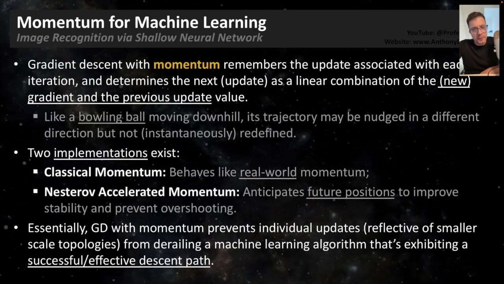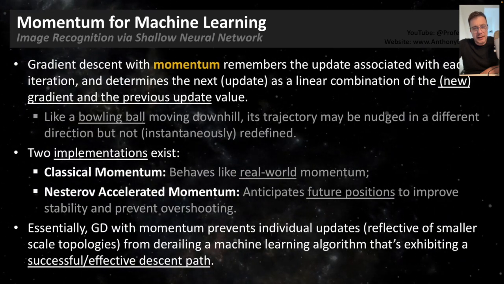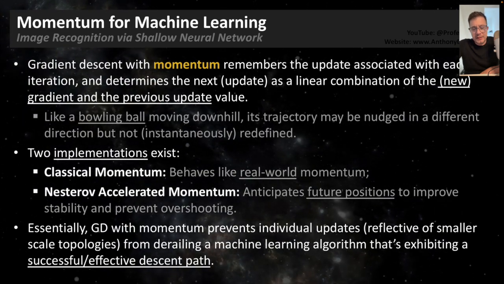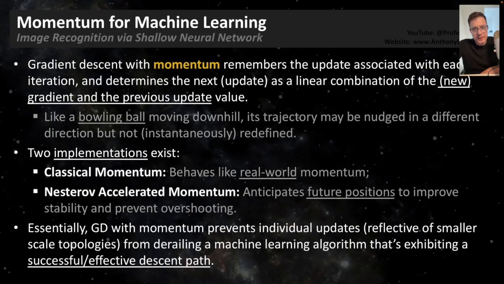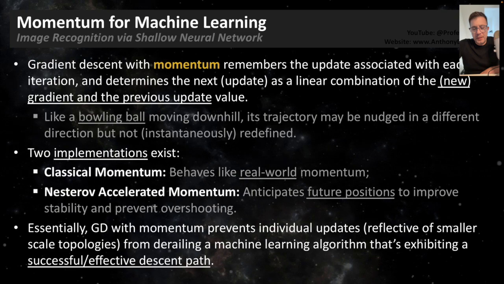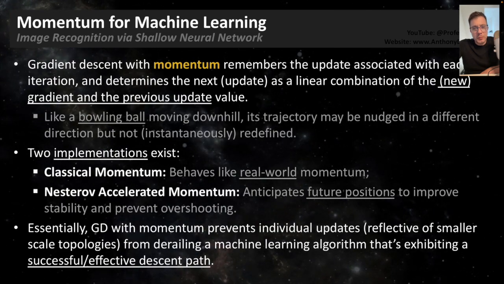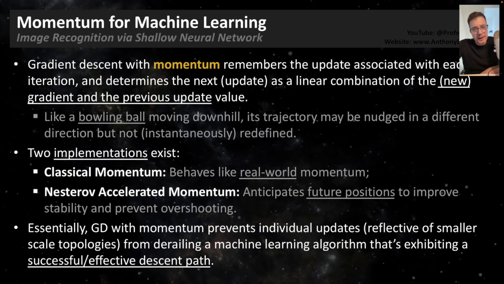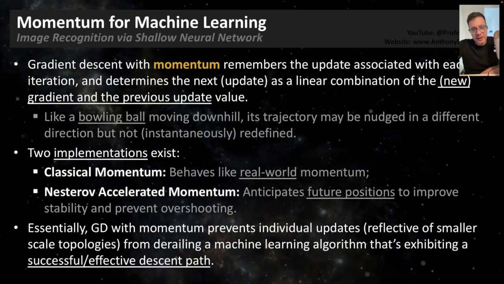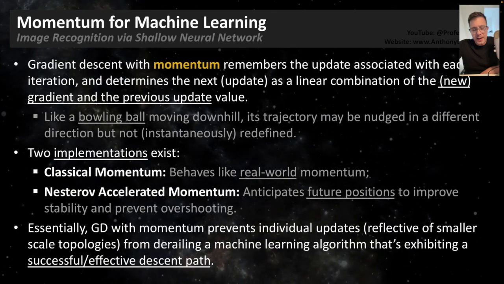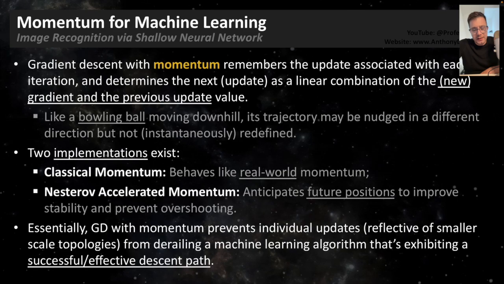It's sort of like a bowling ball rolling downhill. Its trajectory may be nudged in a different direction by, let's say, kicking it to the side, but not instantaneously and completely redefined. There are 2 relevant implementations that we'll discuss. One is classical momentum that behaves like quote-unquote real-world momentum. Note that in the next module, we will provide a mathematical description. The second relevant implementation is the Nesterov accelerated momentum, which anticipates future positions to improve stability and prevent overshooting. Again, another topic we'll discuss in depth as part of the next module.